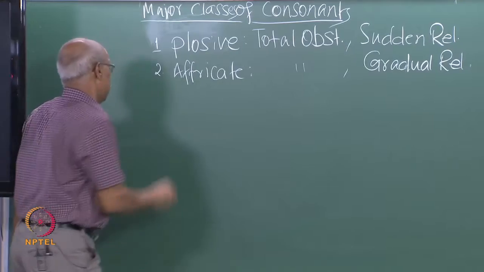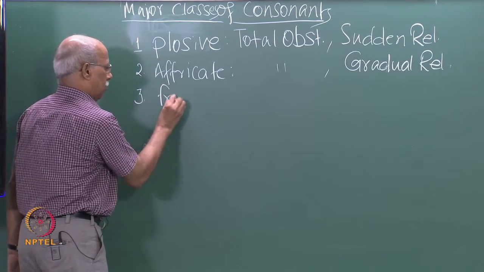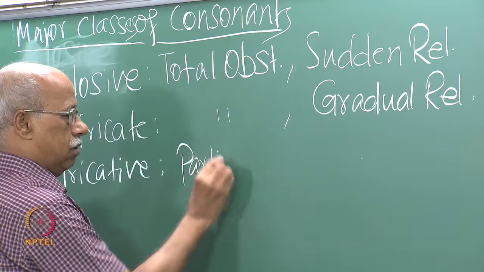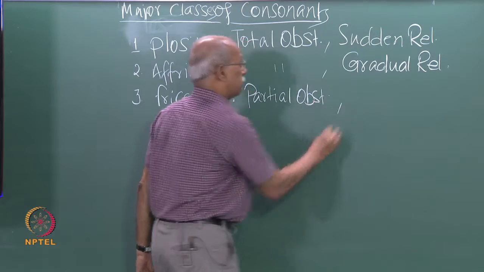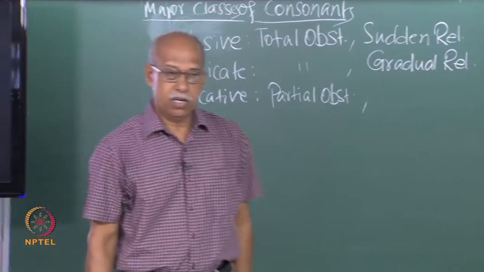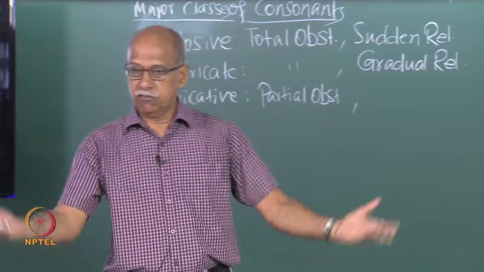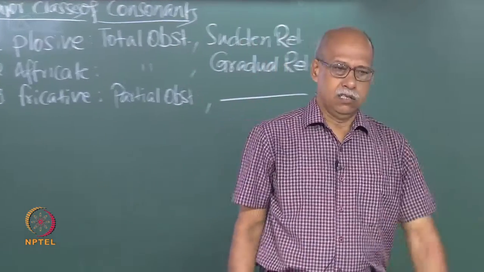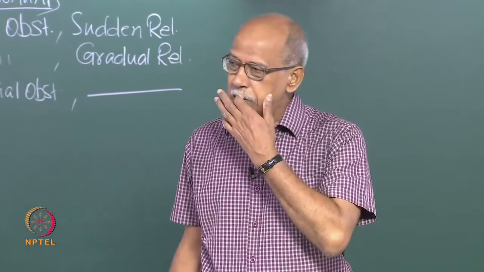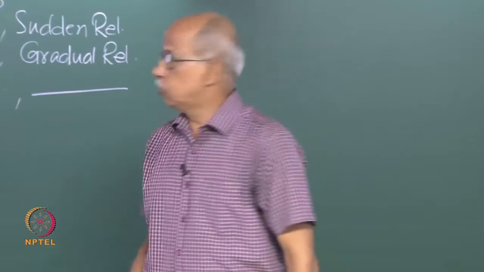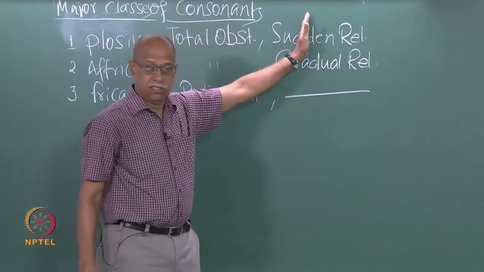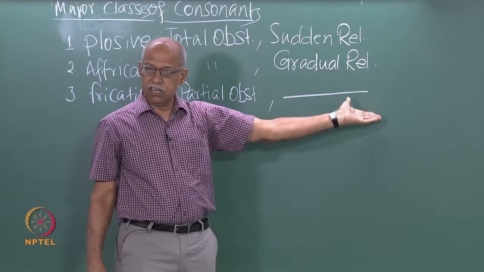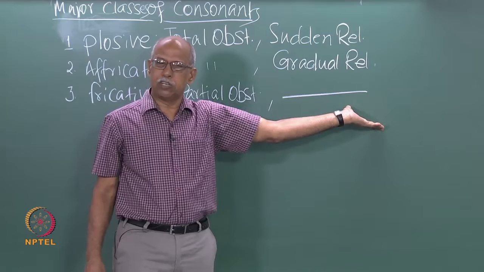And then we talked about fricatives. What are their characteristics? They have partial, audible obstruction. Because the obstruction is partial, the question of release doesn't arise. We also looked at the major classes in the English language, and we saw that English has about half a dozen plosive sounds, a pair of affricate sounds and 9 fricative sounds, a little too many.